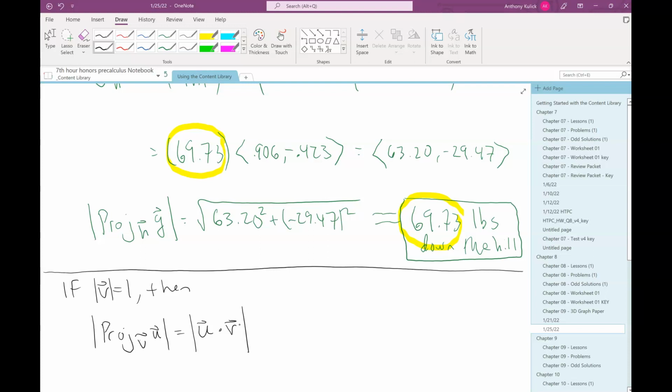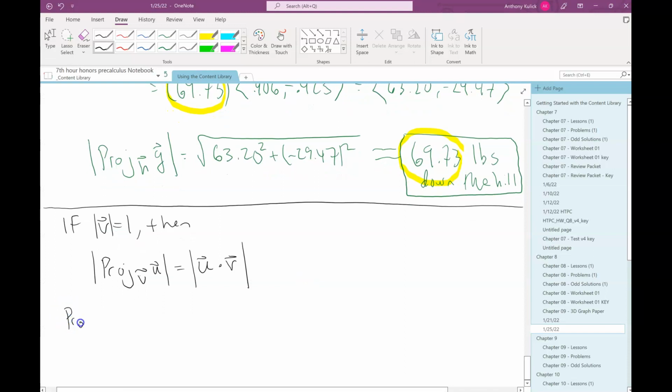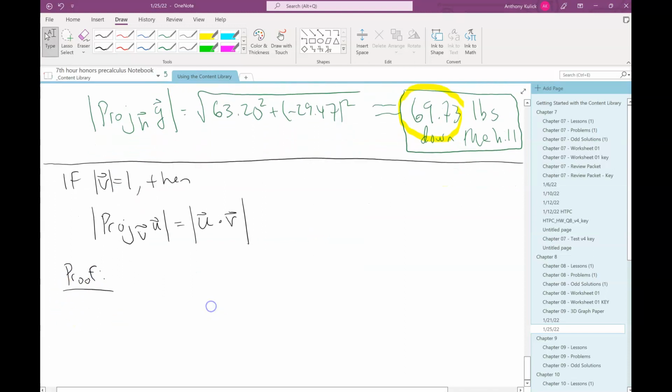Let's try to prove that. And if it is true, if we can prove it, we can use this shortcut in any problem where we have a unit vector we're projecting onto. Which would be nice, right? Okay, so we have the magnitude of the projection of U onto V equals the absolute value of the dot product of U and V. Well, let's just say, let the magnitude of V be 1.